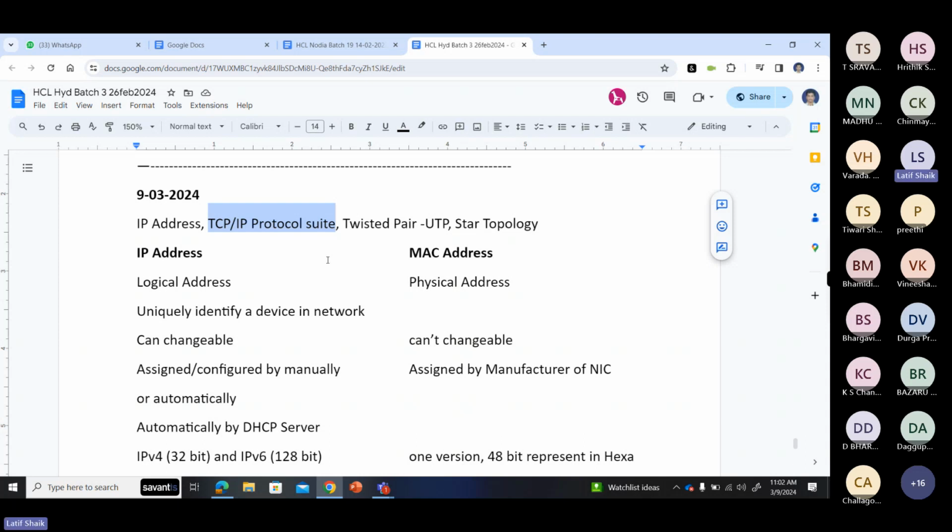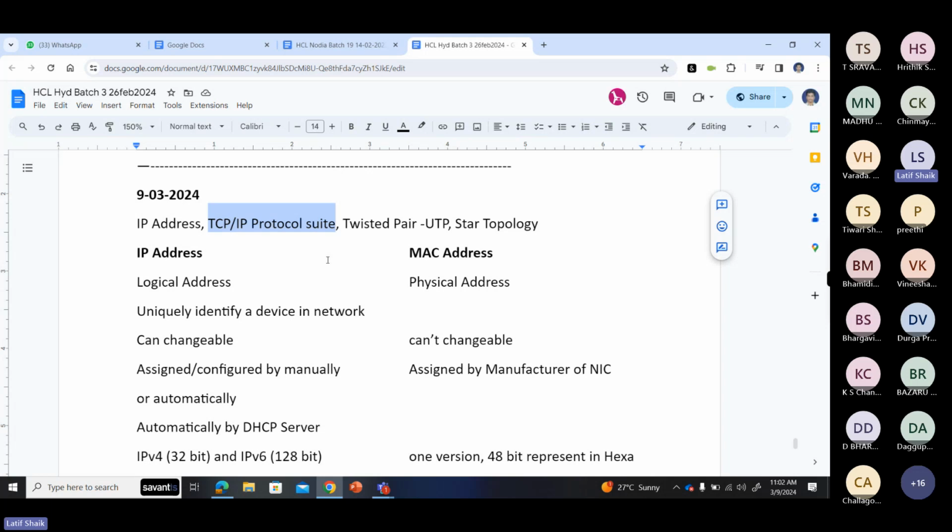Next, the cabling type. There are different types of cables: coaxial cable, twisted pair cable, UTP, STP, and fiber optic cables. Commonly we use UTP, meaning unshielded twisted pair only. We have learned about different physical topologies like bus, ring, and mesh, but we always use star topology.